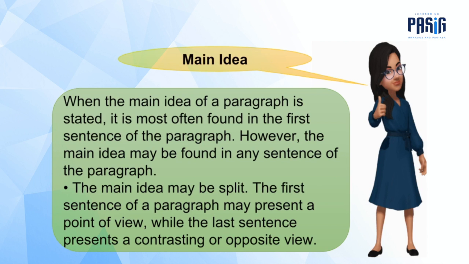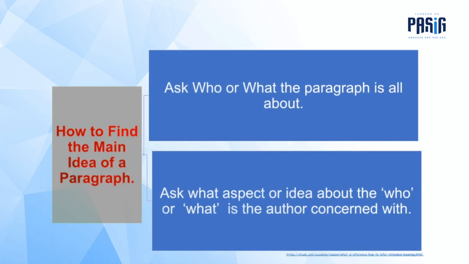The first sentence of a paragraph may present a point of view, while the last sentence presents a contrasting or opposite view. To find the main idea of any paragraph or passage, ask these questions. Number 1. Who or what is the paragraph about? Number 2. What aspect or idea about the who, or what, is the author concerned with?